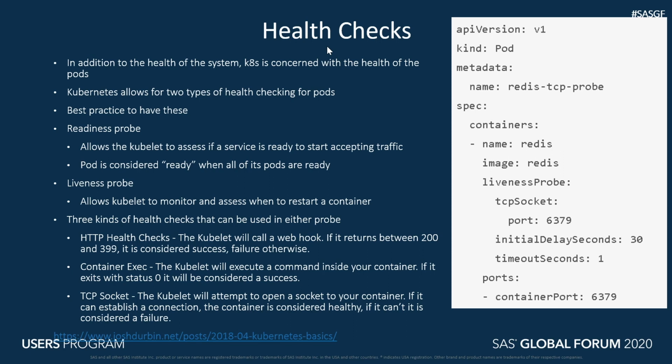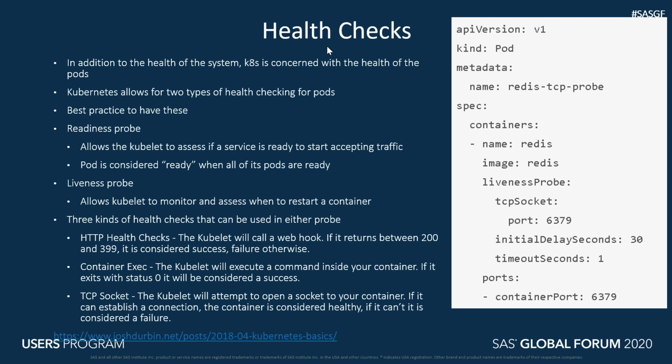Three kinds of health checks can be included in either of these probes. HTTP health checks: the kubelet will call a webhook. If it returns between 200 and 399, it's considered success. Otherwise, it's failure. Container exec: the kubelet will execute a command inside your container. If it exits with status 0, it's considered a success. And there's also TCP sockets. The kubelet will attempt to open a socket to your container. If it can establish a connection, the container is considered healthy. If it can't, it's considered a failure.